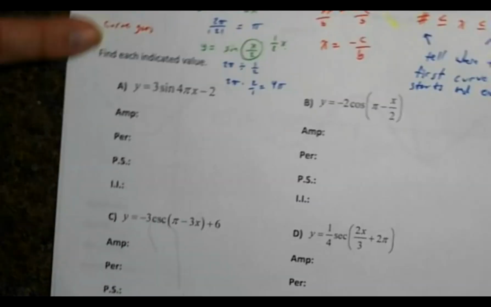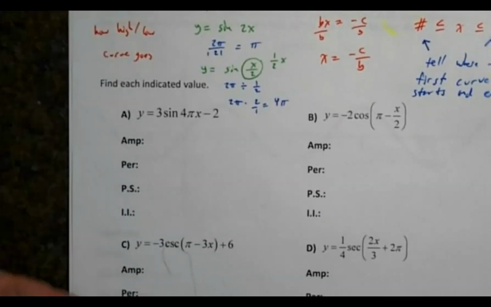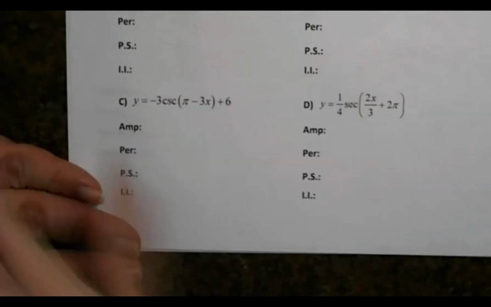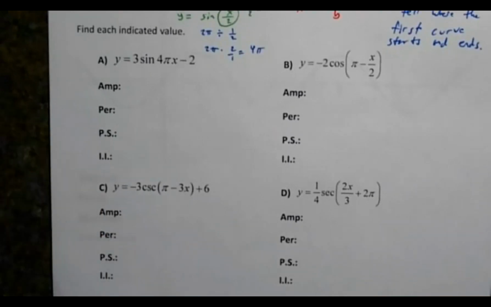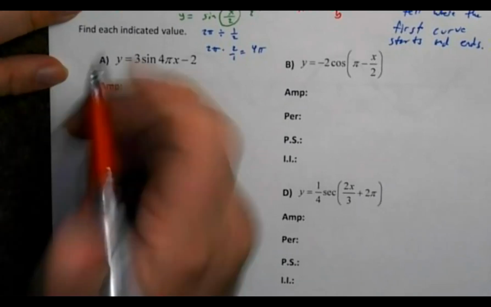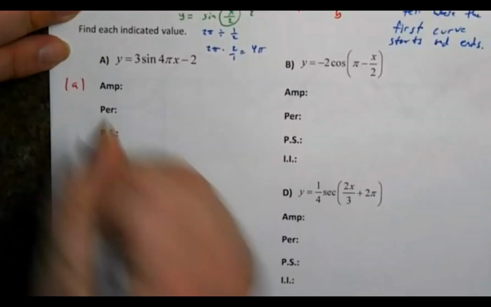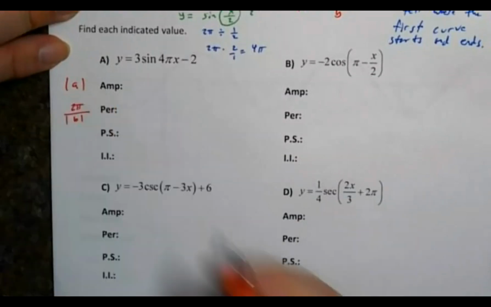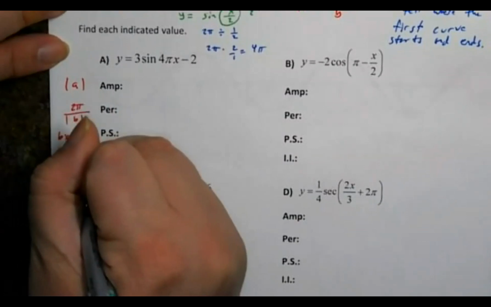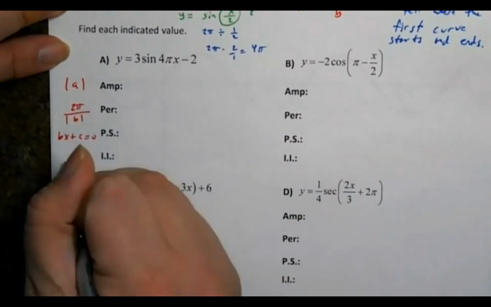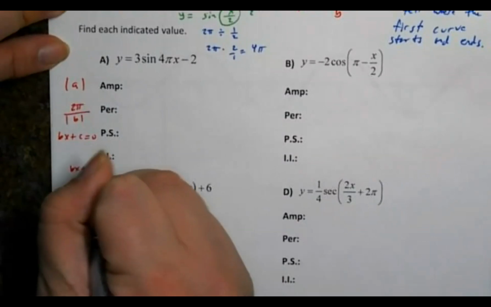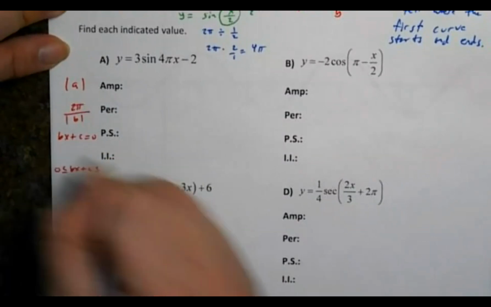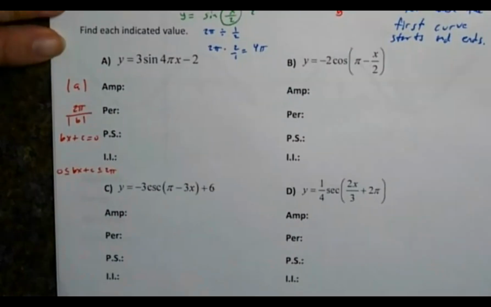Okay, here are some examples. This is what we're going to be looking at for our first homework assignment. We'll be graphing later. For right now, tonight, all we're going to do is find amplitude, period, phase shift, and initial interval. The initial interval is 0 less than or equal to bx plus c less than or equal to 2 pi. So that's how we find those values.